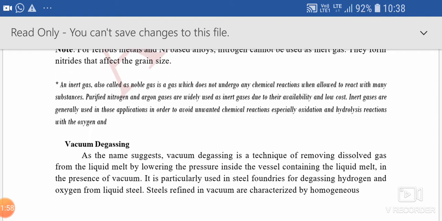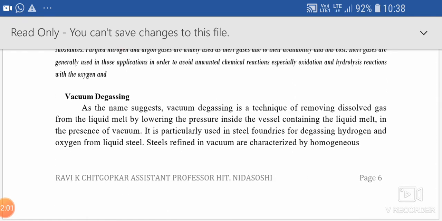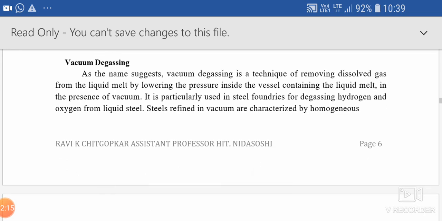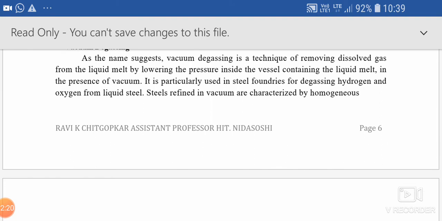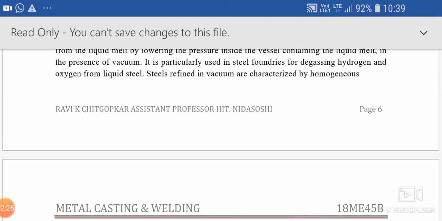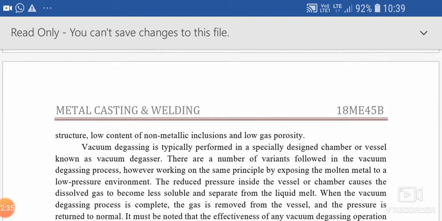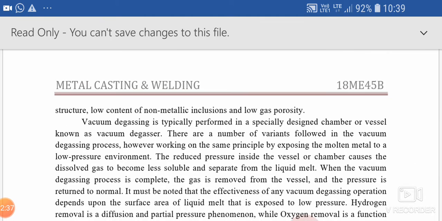Next one, vacuum degassing. Vacuum degassing is a technique of removing dissolved gases from the liquid melt by lowering the pressure inside the vessel. That means creating a vacuum containing the liquid metal. It is particularly used in steel foundries for degassing hydrogen and oxygen from the liquid steel. Steel refined in vacuum is characterized by homogeneous structures, low content of non-metallic inclusions, and low gas porosity.